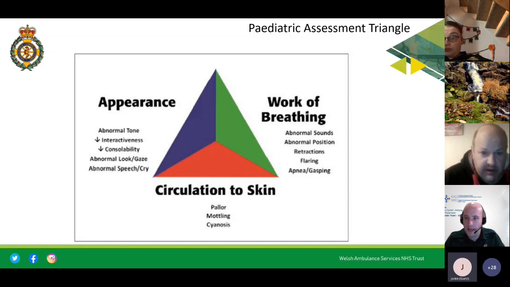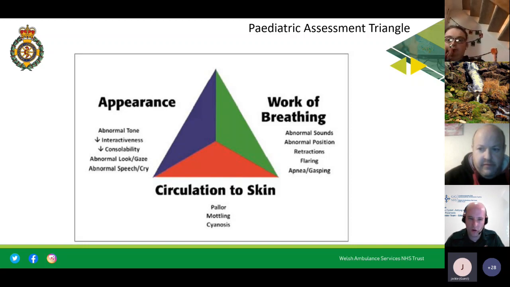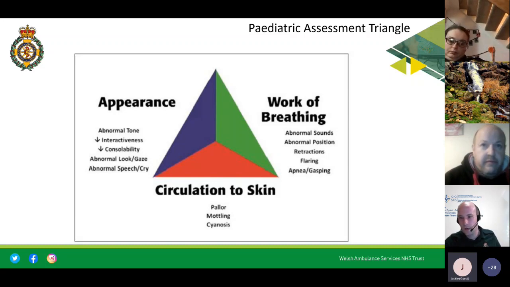We're looking at the gaze. If they're just looking through you, then again, this should be a red flag for us. And then the speech and cry. The parents will recognise a different speech and cry from their child. So I know when my kids are fighting each other compared to when one of them hurts themselves. They've got that different cry. So a lot of this is a stand-off assessment. We can look at the child and we can ask those parents.